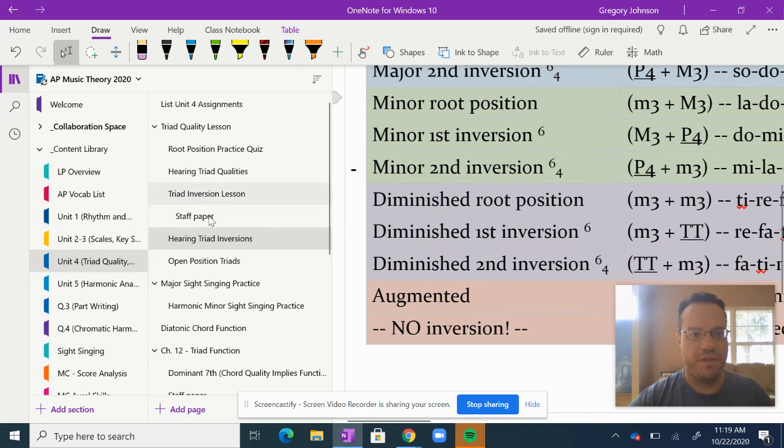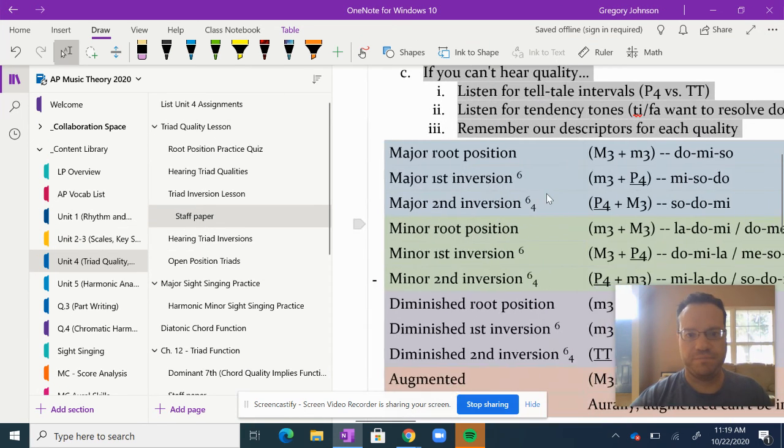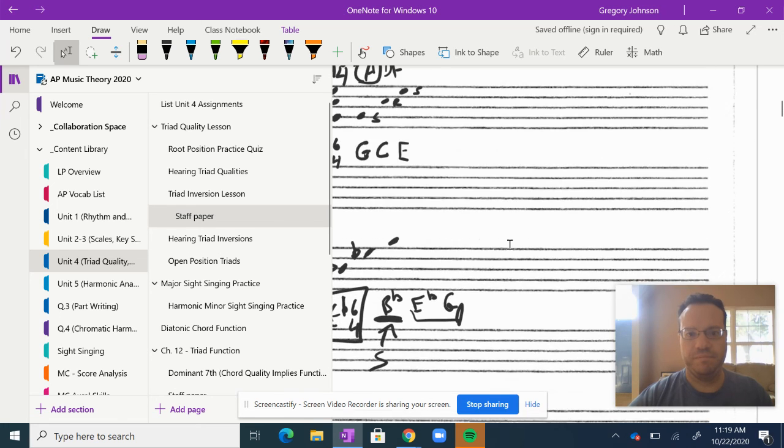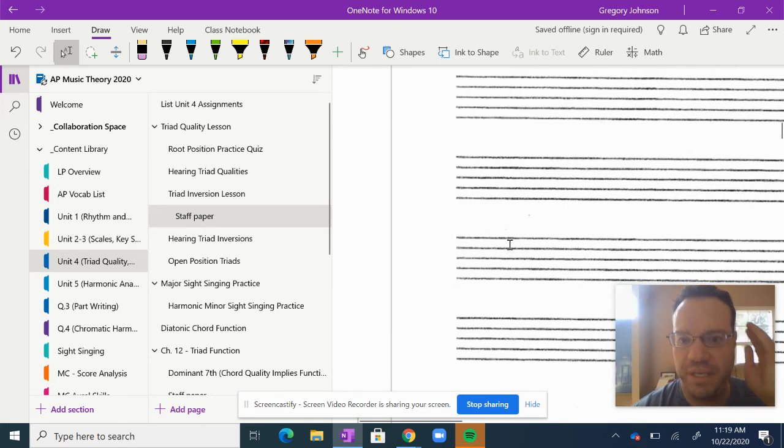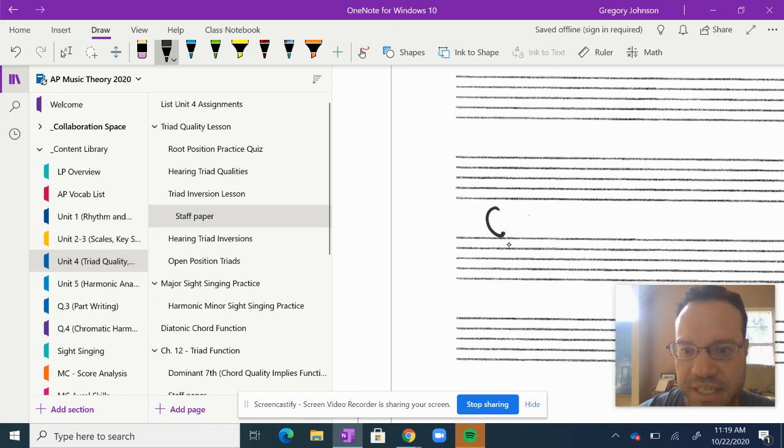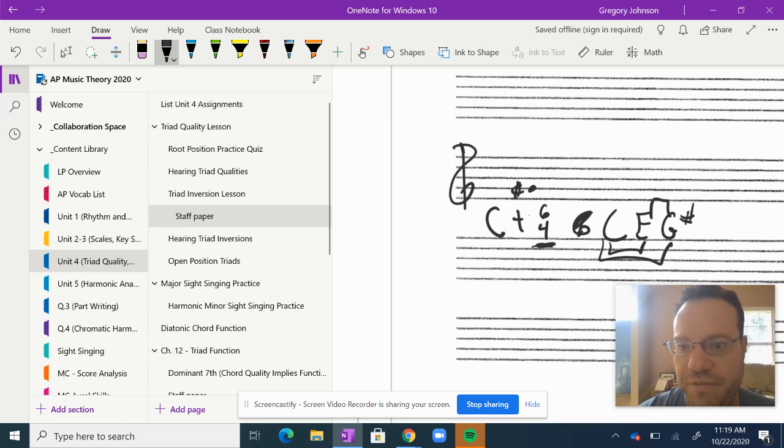So for example, let's say I said, build me a C augmented 6/4. In treble clef, that'd be C, E, G sharp. But 6/4 means the G sharp would be on the bottom because that's the fifth of the chord, because this chord would be spelled C, E, G sharp, major third, augmented fifth. But we put the G sharp because it's the fifth of the chord on the bottom. So this would be G sharp, C, E.